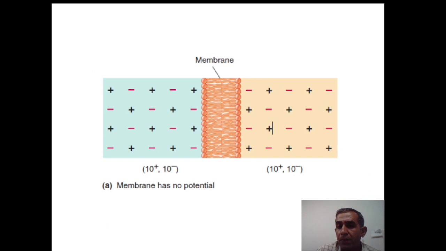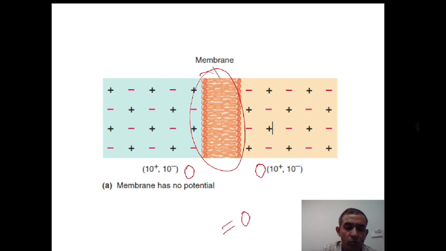Basically, RMP is the resting membrane potential: the potential difference that exists across the membrane in the resting condition. In this image, this is the cell membrane, and on the two sides of the cell membrane there is an equal distribution of the ions. Here the difference is 0, here the difference is 0, so the net difference is 0. In this hypothetical condition, the RMP is 0.